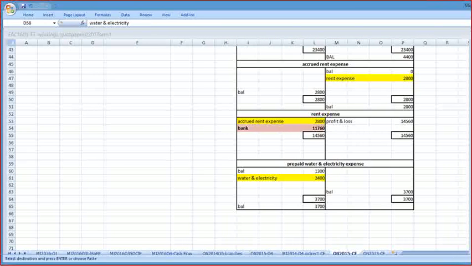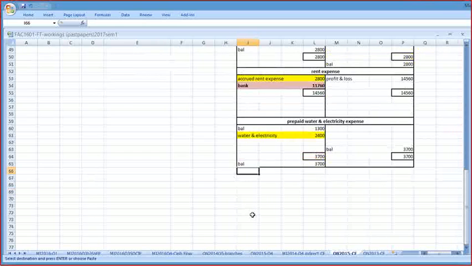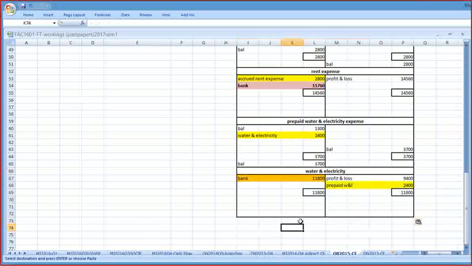How much did you transfer to profit and loss? 2,400. No, to profit and loss. What is the actual water and electricity expense for the year? It was 9,400. Where would you show that in that T account? On the credit side, because it's closed off to profit and loss. There you go. Now you've got that, and you've got that.